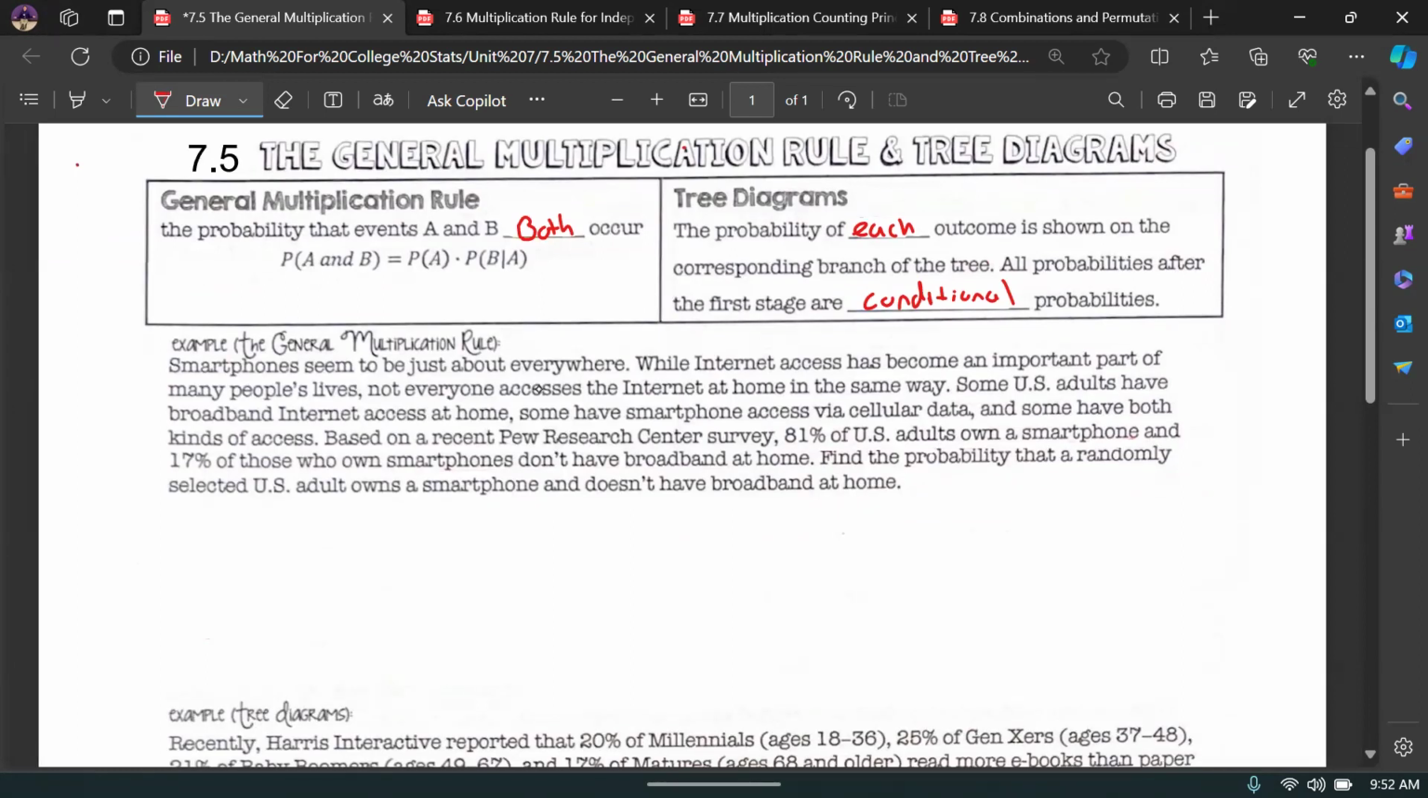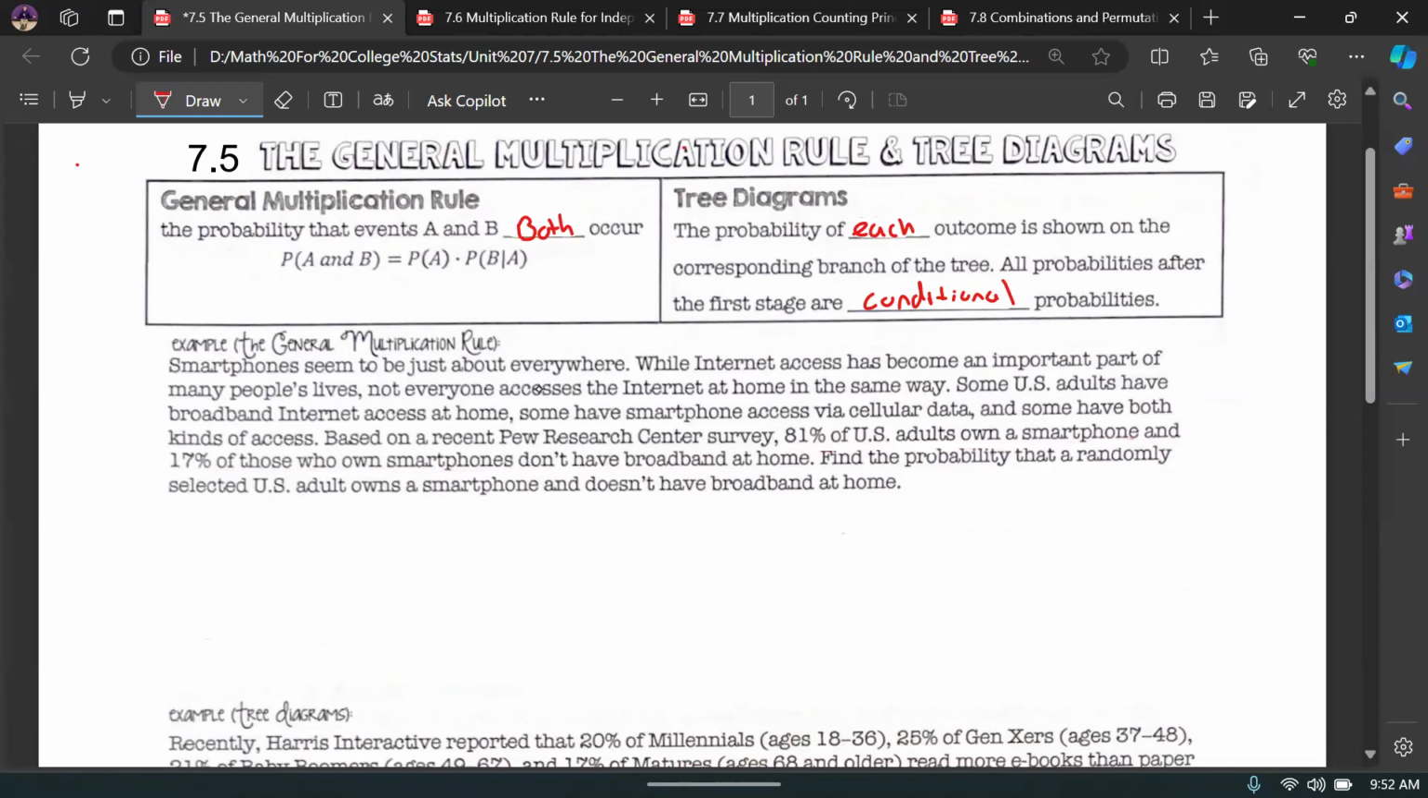Smartphones seem to be just about everywhere. While internet access has become an important part of many people's lives, not everyone accesses the internet at home in the same way. Some US adults have broadband internet access at home, some have smartphone access via cellular data, and some have both kinds of access. Based on a recent Pew Research Center survey, 81% of US adults own a smartphone, and 17% of those who own smartphones don't have broadband at home. Find the probability that a randomly selected US adult owns a smartphone and doesn't have broadband at home.